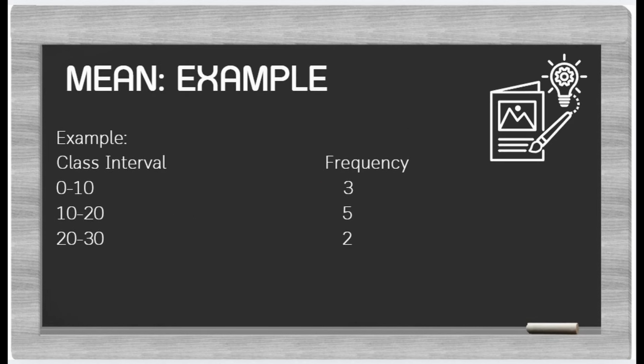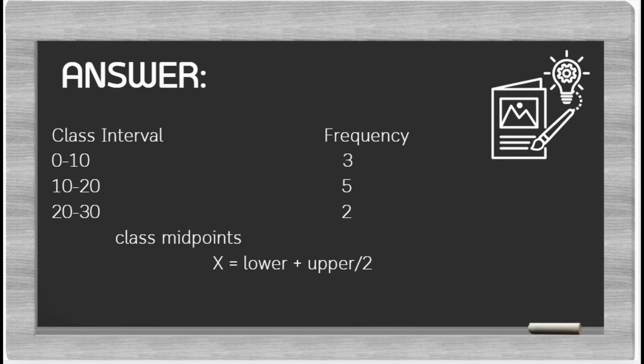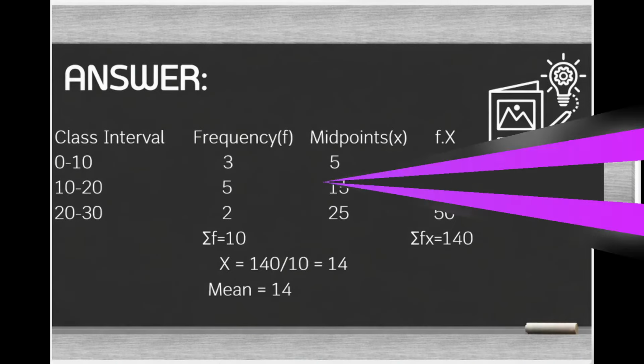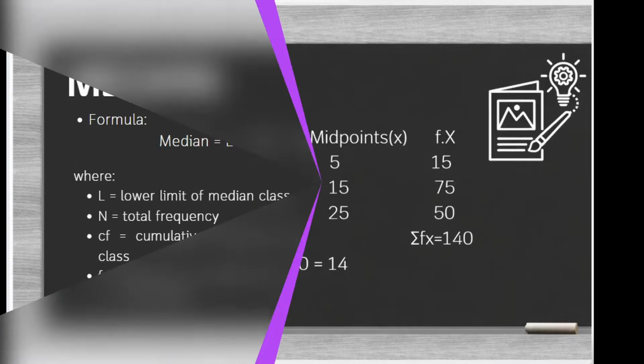Example, for a class 0 to 10 with a frequency of 3, the midpoint x is 5. Multiplying them, 3 times 5 gives 15. If the sum of all fx products is 140 and the total frequency is 10, then 140 over 10 gives a mean of 14.